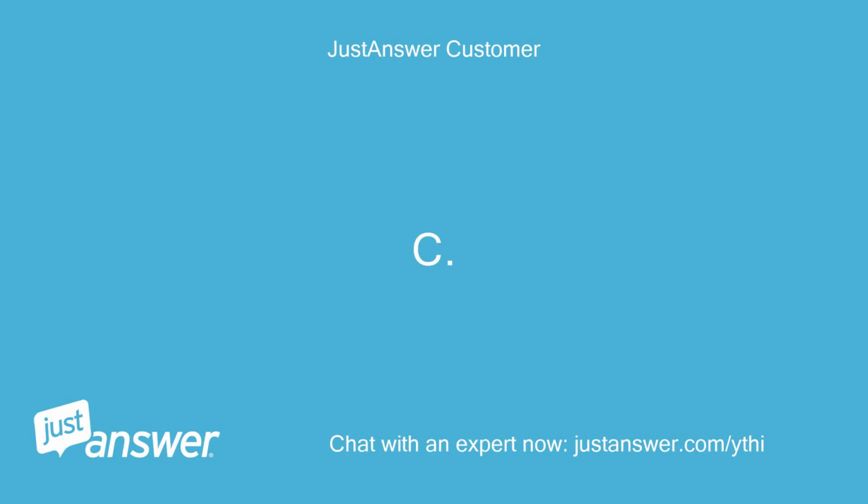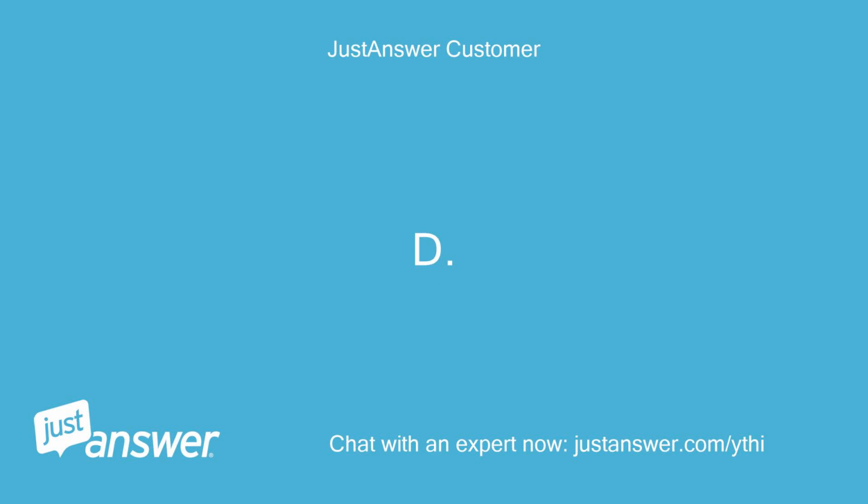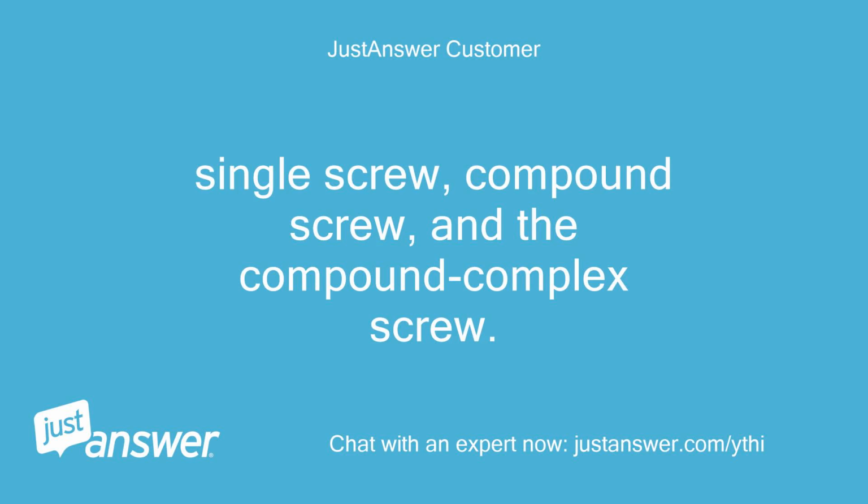C. Micro screw for small appliances, standard screw for 2 to 5 ton applications, and the mega screw for industrial applications. D. Single screw, compound screw, and the compound complex screw.